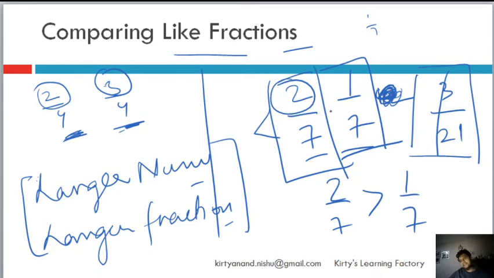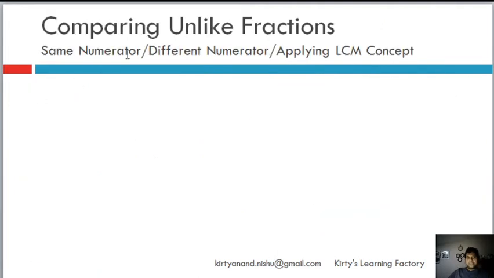If you find that after reducing the fractions to their simplest forms, they are not like fractions, then I will tell you how to do the comparison. But for like fractions, this is a simple comparison method. Now, comparing unlike fractions. So unlike fractions can have different properties, they can be of different shapes, and they can be of different forms.